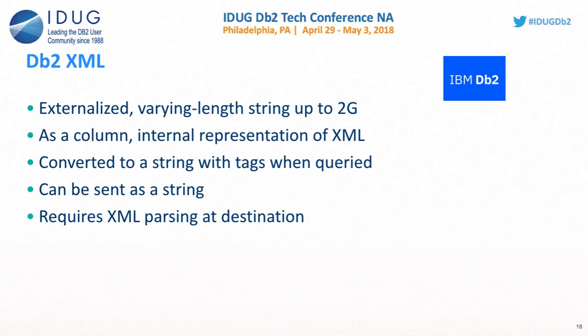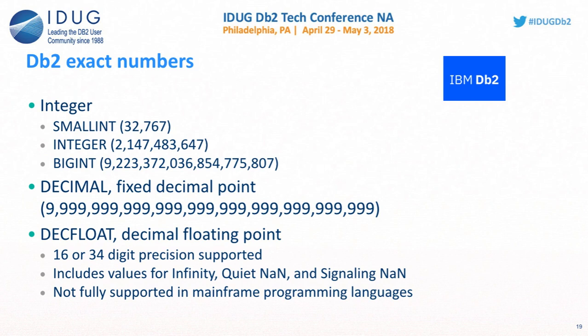Okay, so we also have XML columns available to us. DB2 stores them in an internal format. If you externalize them, they're in character. If you externalize an XML, it can be sent as a string. But of course, if you're going to get the data out, it requires further parsing to get the actual data from the XML in there. So that was kind of the DB2 character strings.